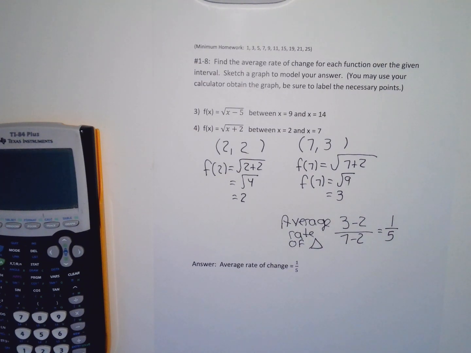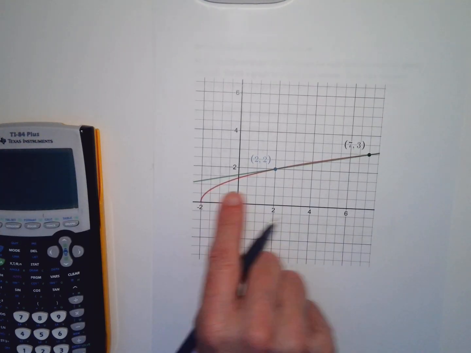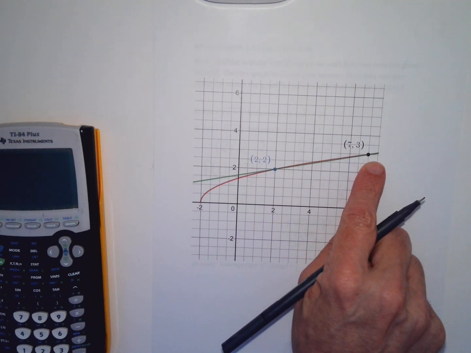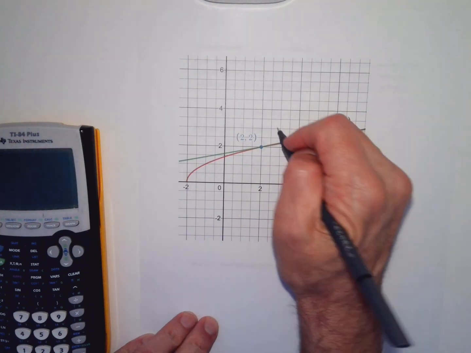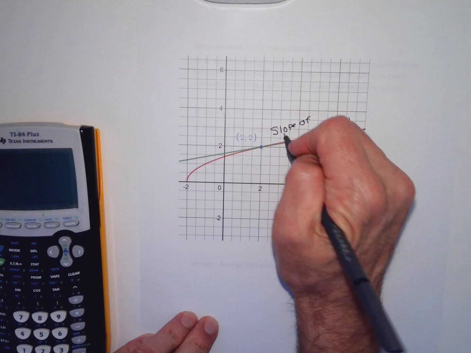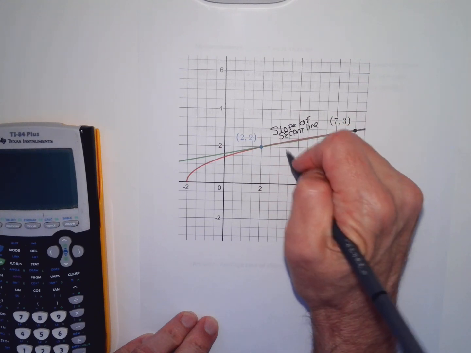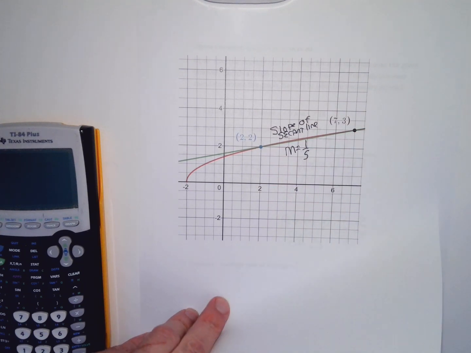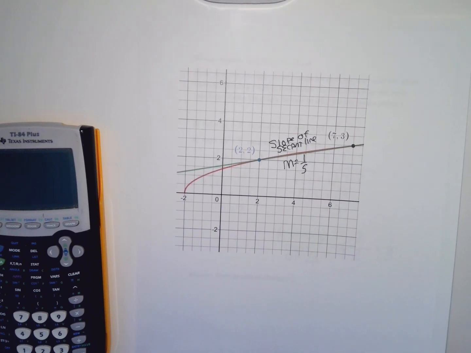I went ahead and drew this. I graphed the function the square root of x plus 2, and I plotted the point 2, 2 and the point 7, 3, connected the line. The slope of this line is going to be 1/5. So I'll say the slope of this secant line is m equals 1/5. And again, if you don't graph this, it's not going to make any difference at all. It's just kind of nice to see it. It'll make a connection nicer.